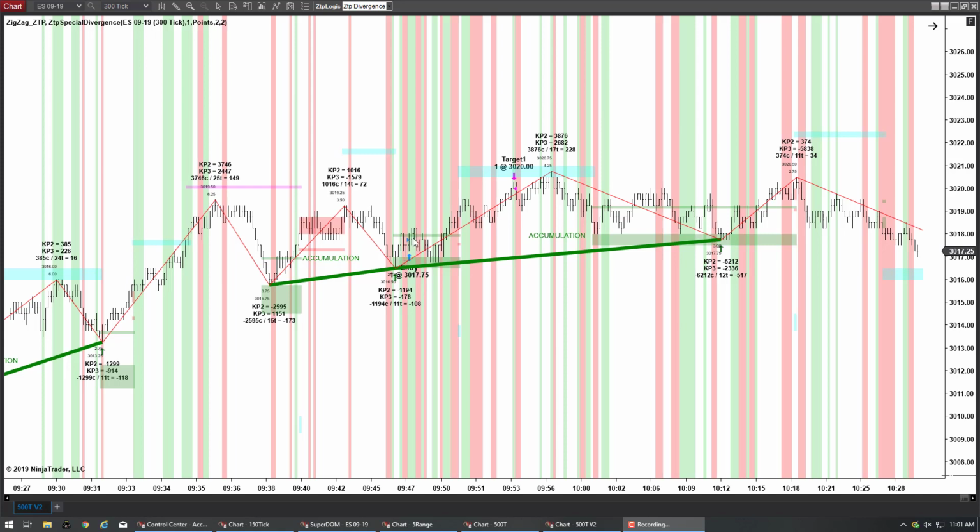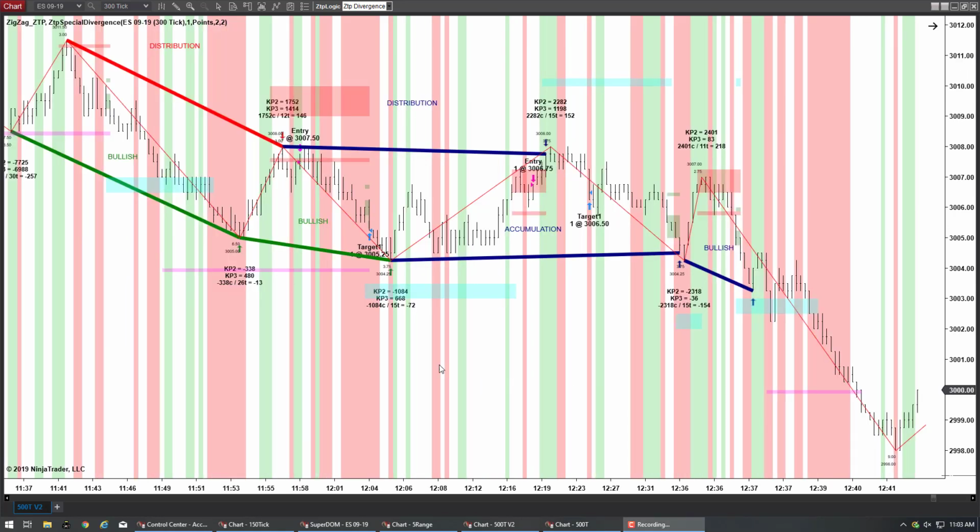Once I was in the trade, I then used the blue counter trend zone as my target and took profit here at 30.20. So all in all, a very good trade.